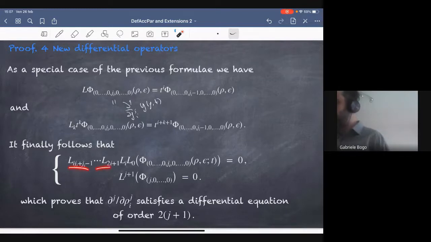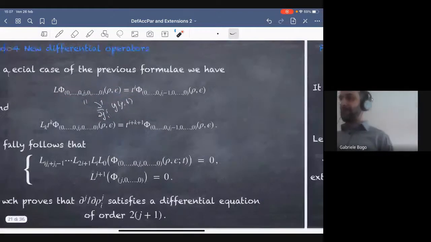And since all these operators are operators of order 2, this shows that this function is annihilated by some differential operator of order 2 times j plus 1. And this function here, as I wrote here, is precisely the one we are studying. So this is more or less the argument of the proof.